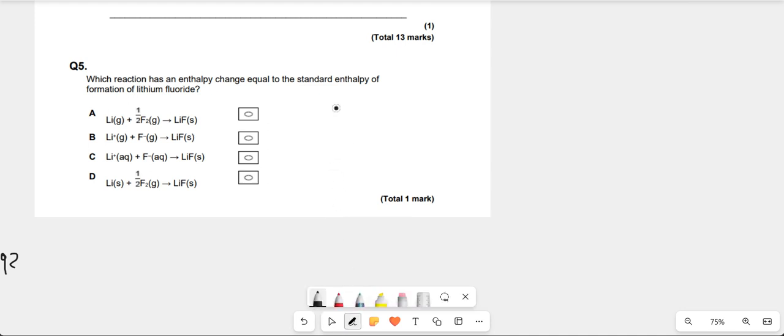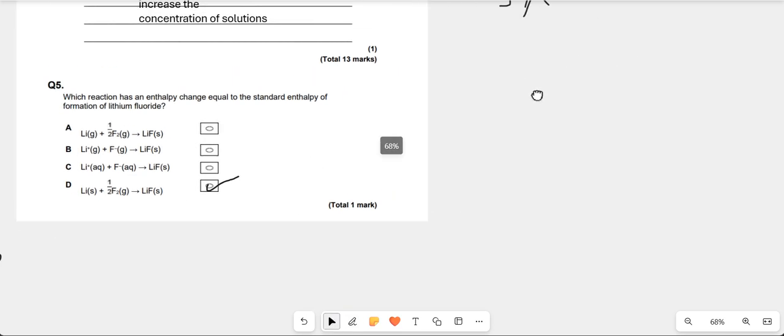So standard enthalpy of formation is basically when you form something from its constituent standard states. So A is all gaseous, that doesn't make sense. Lithium is not gaseous in its standard state, it's a solid. This one you've got ions and whatever. This one is also aqueous. This one's the correct one. So it's from solid lithium plus gas fluorine to make solid LiF.